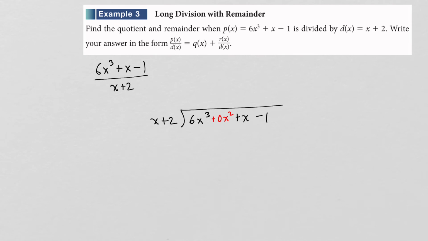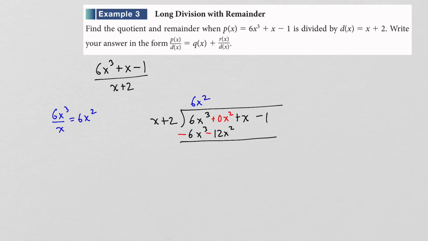So again, you focus on the first term here and the first term here. So 6x cubed divided by x. This is going to be 6x squared. And then we multiply 6x squared times x and 6x squared times 2. And when we do those multiplications, we get 6x cubed and 12x squared. And then don't forget we have to subtract these.